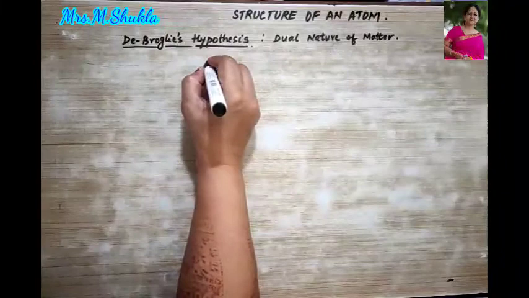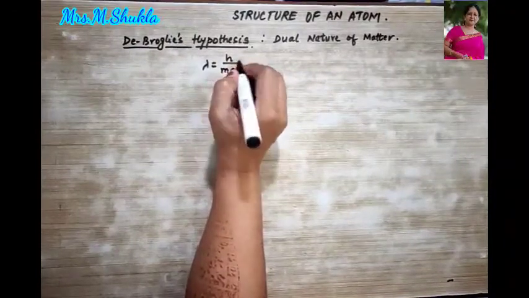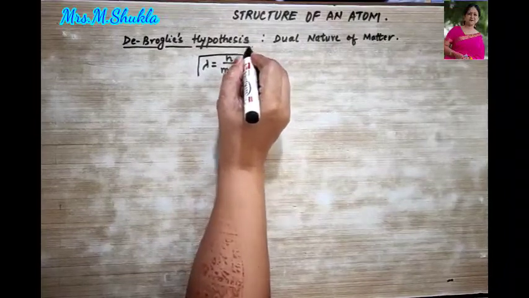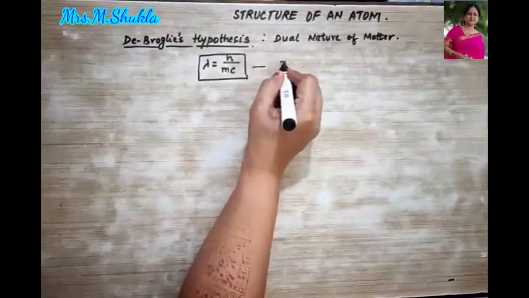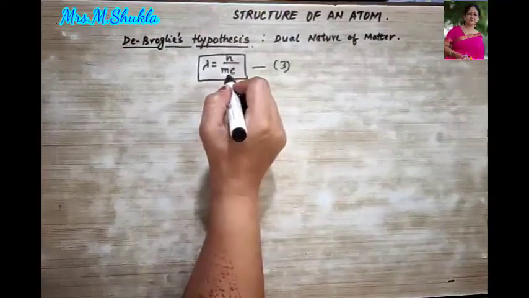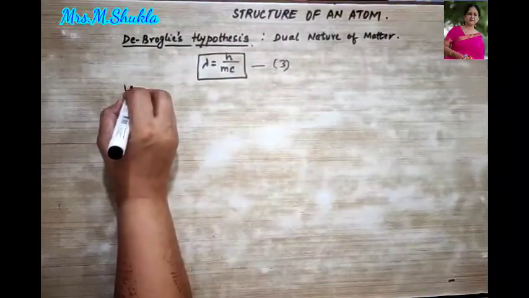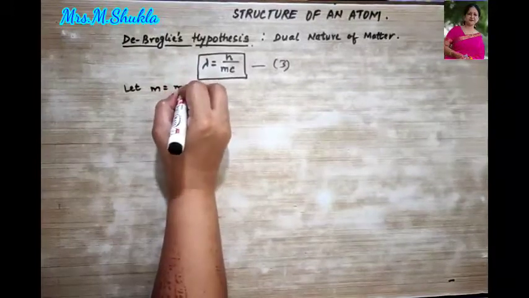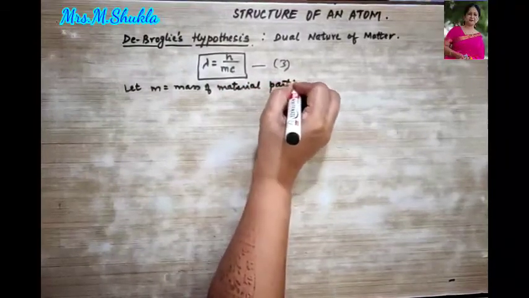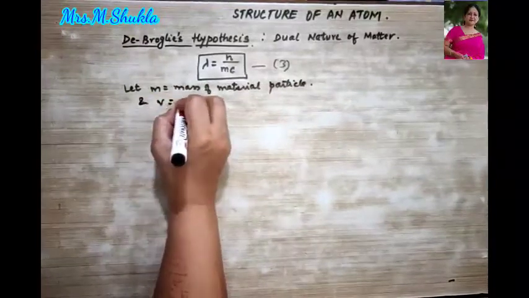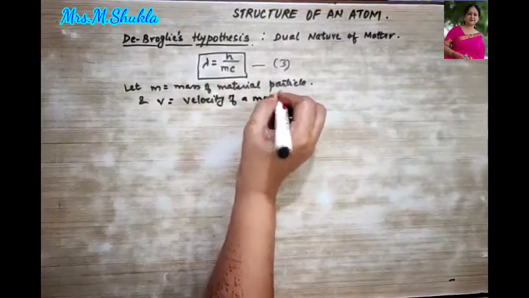Let me write this third equation over here, where wavelength was equal to Planck's constant upon mass into the velocity of light. So de Broglie pointed out that this equation is applicable to any material particle, whether it is big or small. So let m be the mass of a material particle, and v the velocity of a moving particle.